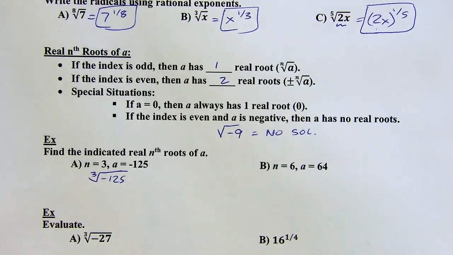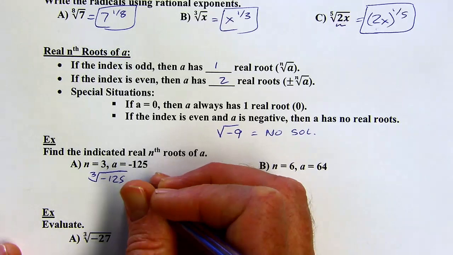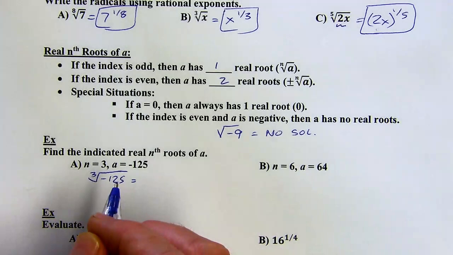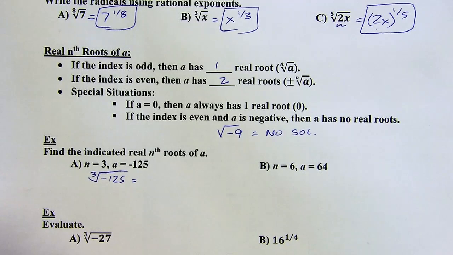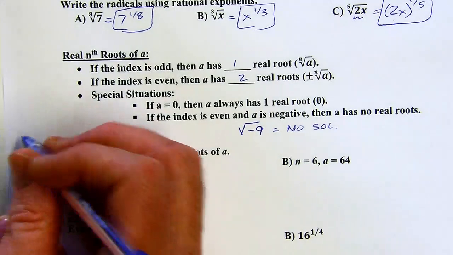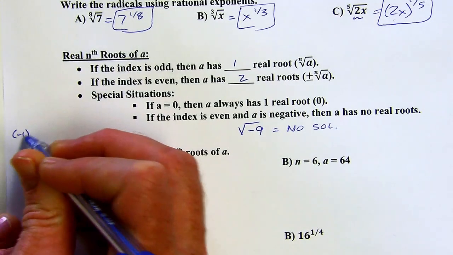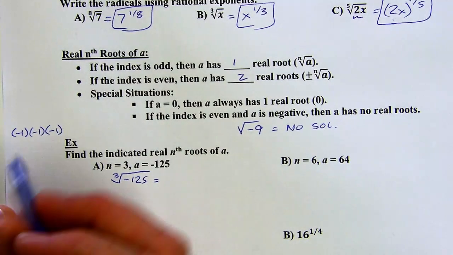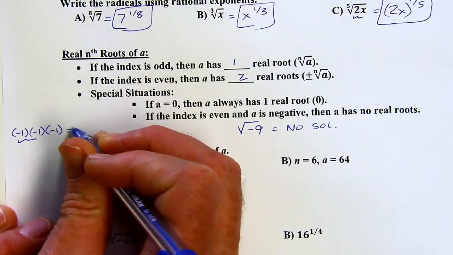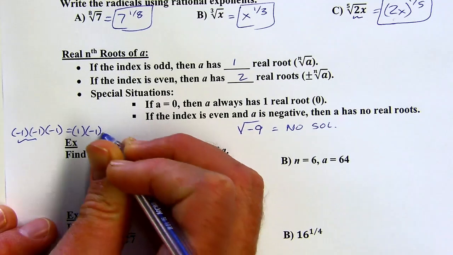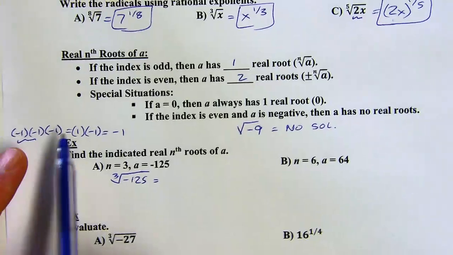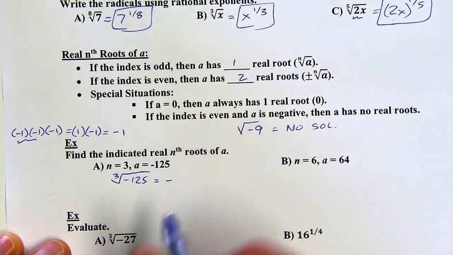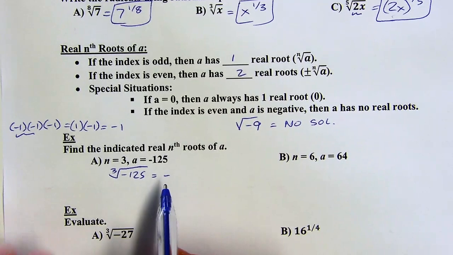So let's figure this out. I want something raised to the 3rd power that's going to equal negative 125. Just to do a little side problem, let's say negative 1 raised to the 3rd power. Negative 1 times negative 1 is positive 1, and then when you multiply that out, it comes out to -1. So when you take a negative number raised to the third power, it's always going to come out negative. So I know the third root of -125 is going to be negative.